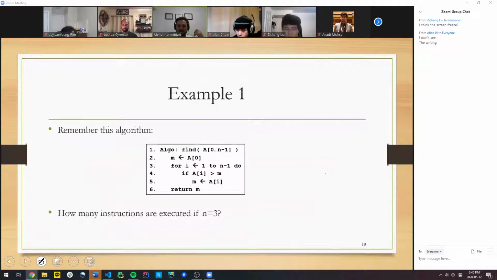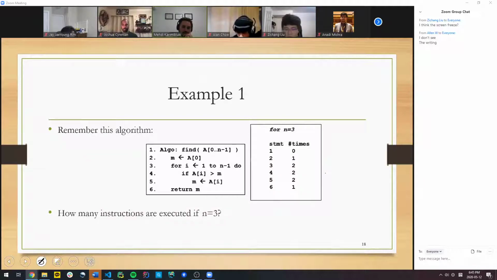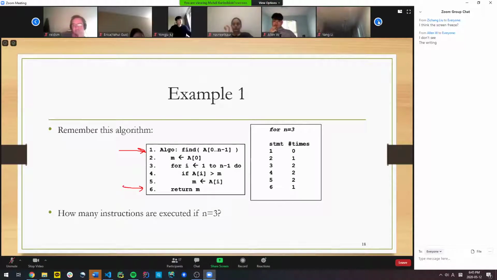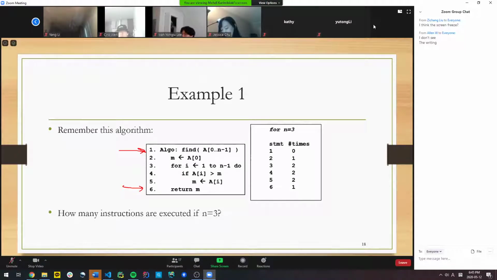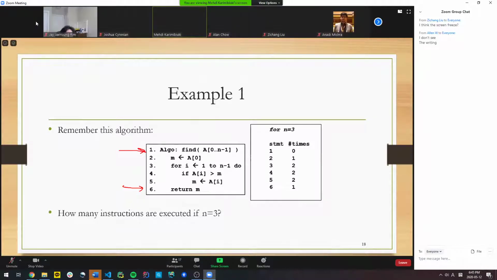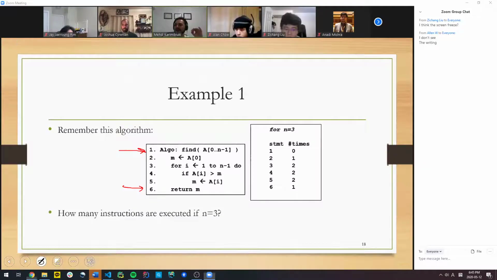So if you look at this algorithm, this algorithm is 6 lines. You see the lines in here, right? Lines 1 to 6. You see my handwriting here. And let's say my n is 3. If n is 3, that means that we have 3 elements in my array: index 0, 1, and 2.